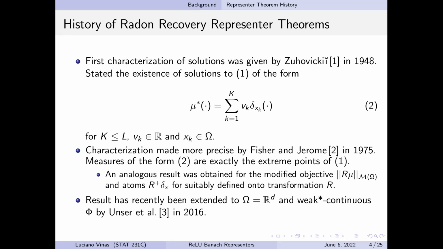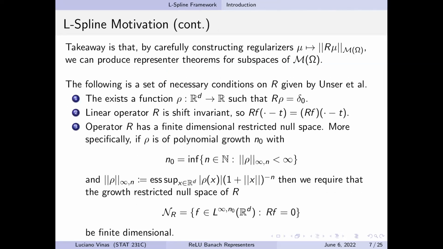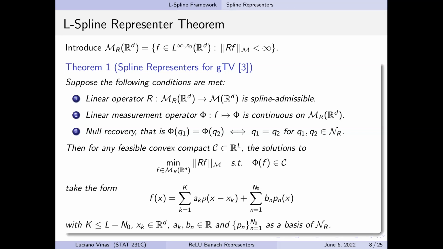So for example, there's this result that you showed, can you go to the next slide? So this result, is it recent? This one is recent. This is the Unser et al. result in 2016. Oh, okay. And this is not very different actually from the Fisher and Jerome result. There are two differences: now the domain is not bounded, which was useful for Parhi and Nowak, and the functional doesn't actually have to be continuous. It could be weak-star continuous on the native space.